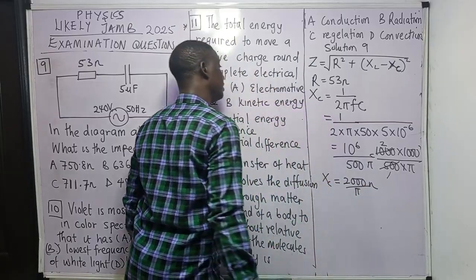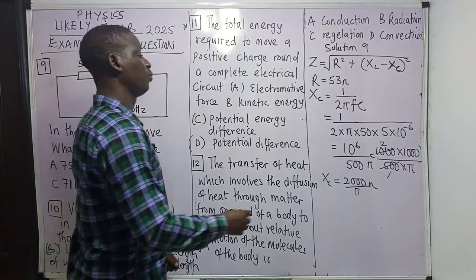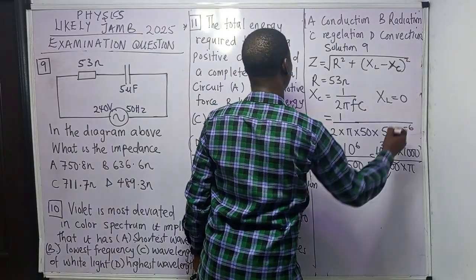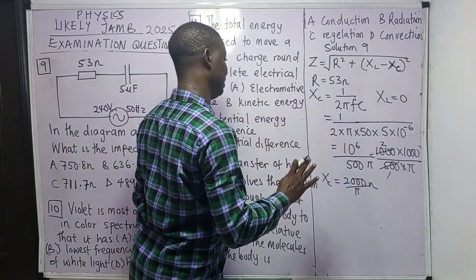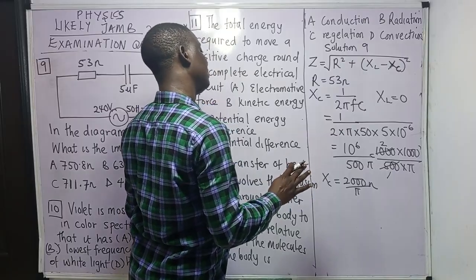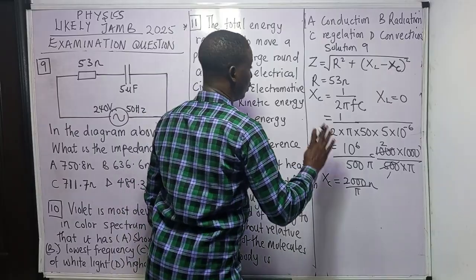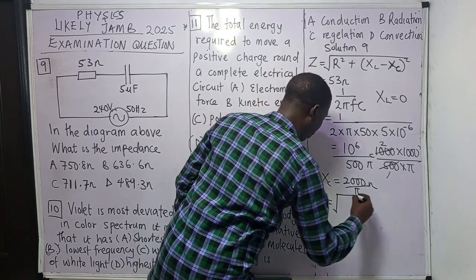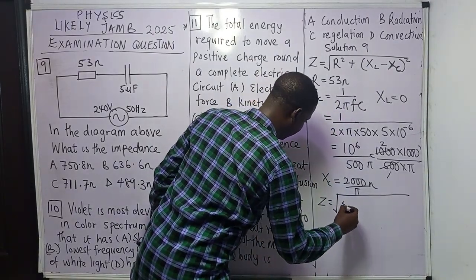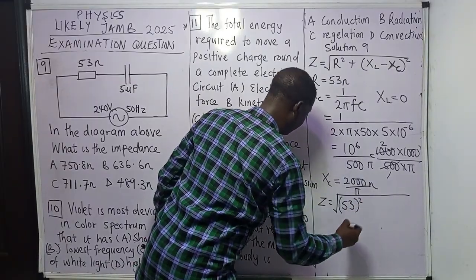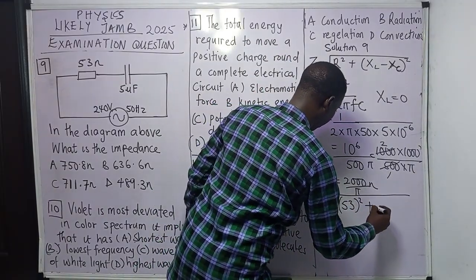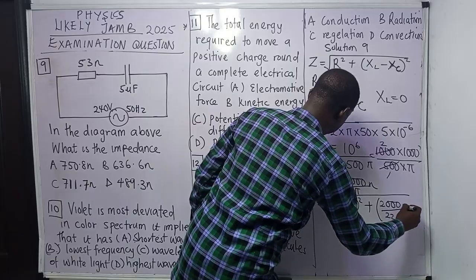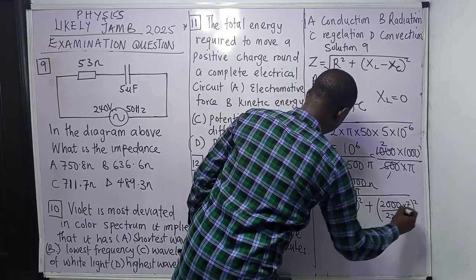That is our XC. Now what do we need? We have just put it in our formula. Don't forget that XL is equal to 0. Since XL equals 0, we forget about it. We would have Z equal to the square root of 53 all squared plus 2000 divided by 22 over 7, which is times 7, all squared.